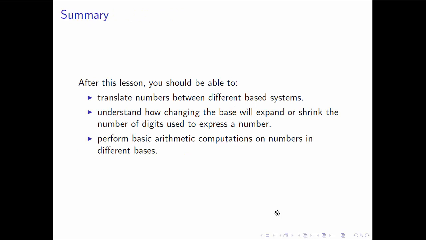In summary, after watching this video, I hope that you will be able to translate numbers between different base systems, mostly from decimal into other number systems, but there's just one additional step needed if you want to translate from binary to hexadecimal, for example. I'd also like you to understand how changing the base of a number is either going to expand or shrink the number of digits used to express that number. So if you're going from a decimal system to, say, a hexadecimal system, what's going to happen to the number? Will it get bigger or smaller? If you're going from a decimal system to a binary system, what's going to happen to the number? Will it get bigger or smaller? And last but not least, I'd like you to have just the beginning ideas of how to perform basic arithmetic computations on numbers when they happen to stay in a different number system.